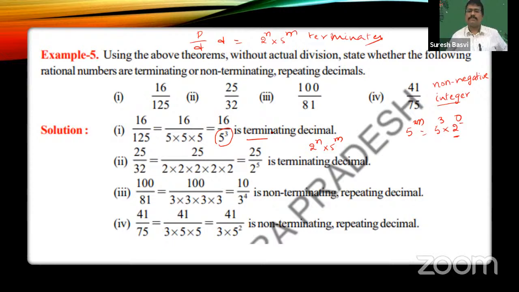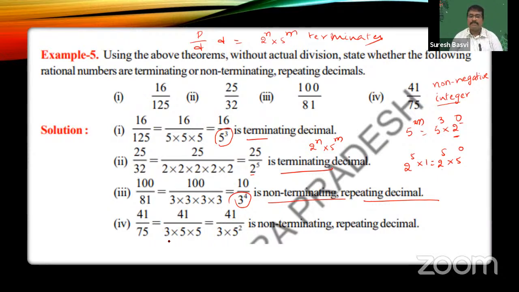Next, 25 by 32. 32 can be written as 2 power 5. So 2 power 5 can be written as 2 power 5 into 1, that is 2 power 5 into 5 power 0. So it is in the form of 2 power n into 5 power m, then it is going to be a terminating decimal. See, this 81 can be written as 3 power 4. It is not in the form of 2 power n into 5 power m. That's why it is a non-terminating repeating decimal.